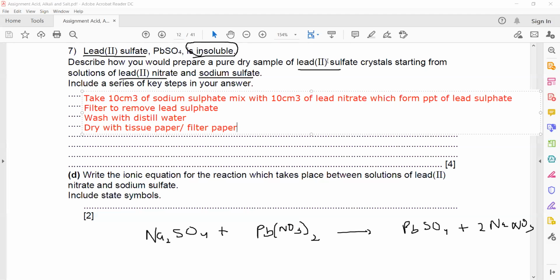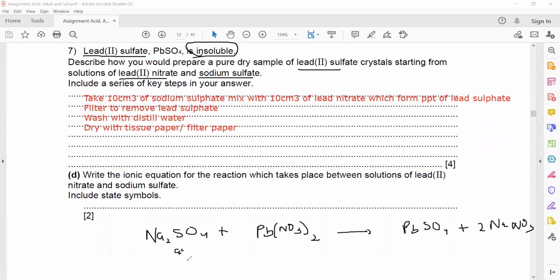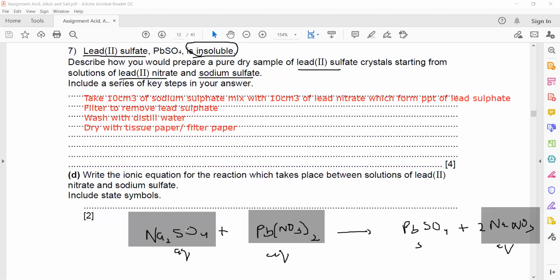Then we need an ionic equation for this. This will be aqueous, all nitrates aqueous, sulfate solid, all nitrate aqueous. So I highlight the aqueous substances and I cancel the common ions. So sodium ion is common, I cancel. Nitrate ion is common, I cancel. So what am I left with? I'm left with one sulfate ion. It reacted with one lead ion. This results in the formation of lead sulfate. Is it clear?